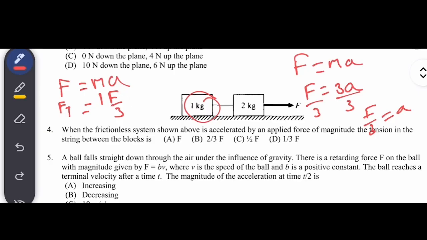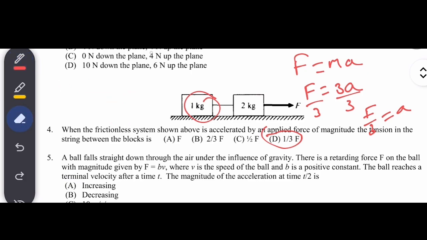And if we look, what is the question even asking? The question is asking what is the tension in the string between the blocks. So it's just asking us what is the force tension in the string, and we got that it's equal to 1 over 3 F, which leads us to choice D. But we can also do this using block 2.